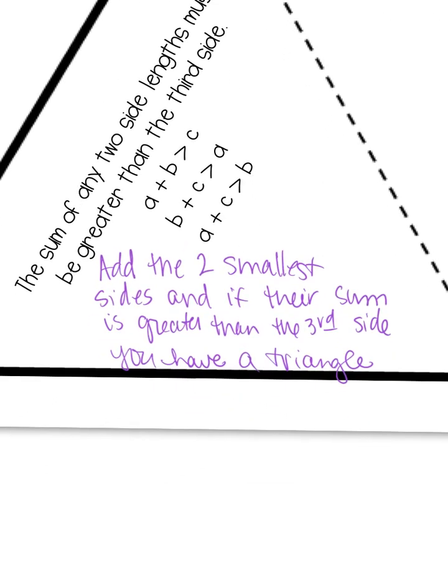So you add the 2 smallest sides, and if their sum, okay, what is sum? It's what you get when you add something, is greater than the third side, you have a triangle. If you want to go back and look in your comp book, it's the French fry page. Okay, let's go to the next. For some reason, I'm thinking I've missed something, so hold on. Okay.